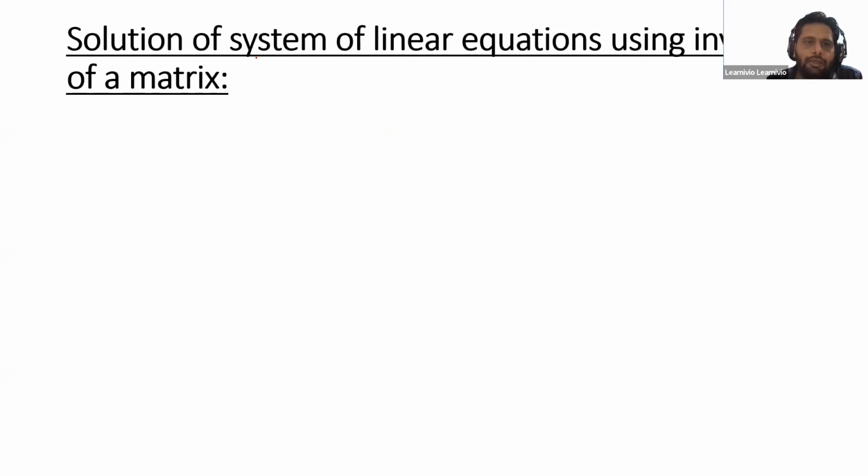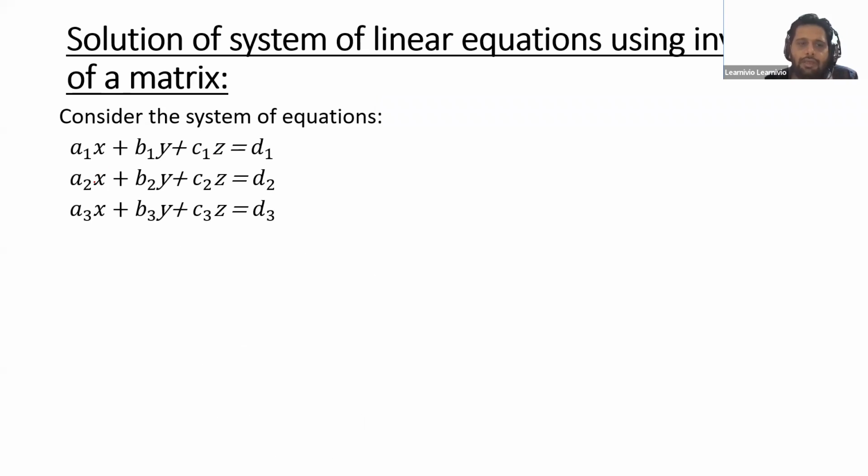Now, next is solution of system of linear equations using inverse of a matrix. Here we will check how we can solve linear equations using the inverse of a matrix. As we have already discussed, in class 10 you solve the system of equations by three methods. Now here we will use the determinant method. Now, suppose we have these three equations.